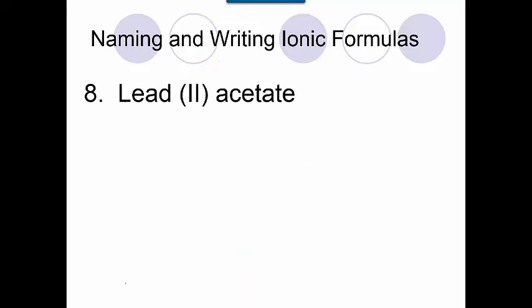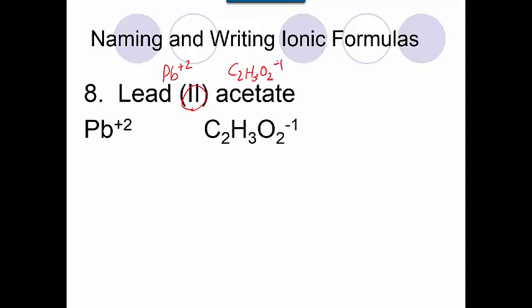Now this one has a little kind of a combination here. So lead is still Pb, and that Roman numeral tells us the charge on the lead. Acetate is C2H3O2, and it has a -1 charge. So that's what we're starting with. We're starting with our plus ion and our minus ion. We have to have a plus with a minus, and then we want our charges to cancel. We want our whole entire formula to equal 0.